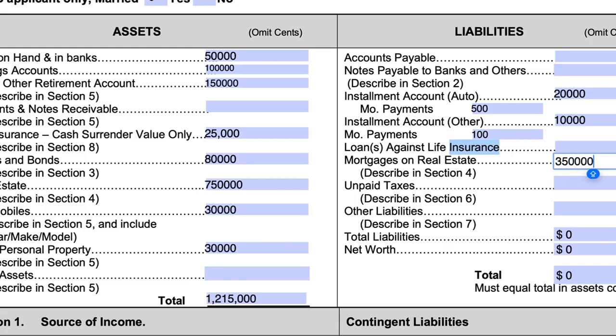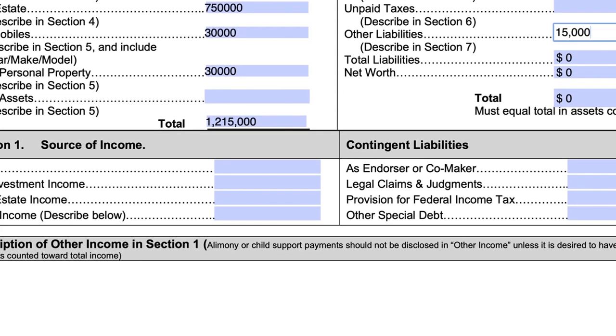All right. Unpaid taxes, that can be real estate tax, or that could be personal income tax as well. I'm gonna put nothing there. For other liabilities, I like to put credit card or any personal loans there for a liability. So let's just put 15,000, which is mainly credit cards. Okay. Now we're gonna add our liabilities up.